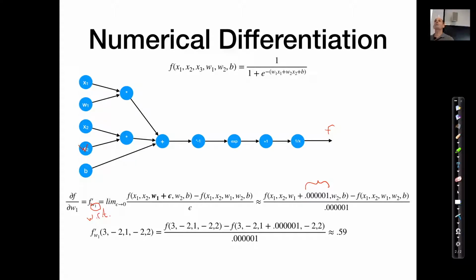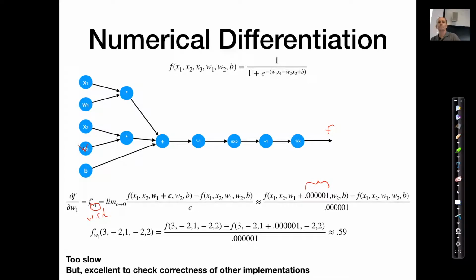So we have to, of course, be looking at the gradient at a particular spot in the graph, right? So therefore, we have to know what our values of all those are. And so we get about 0.59. So we can say that our gradient is roughly 0.59.